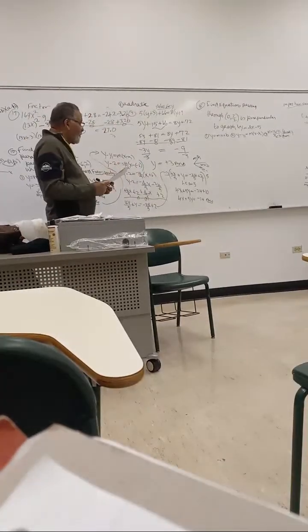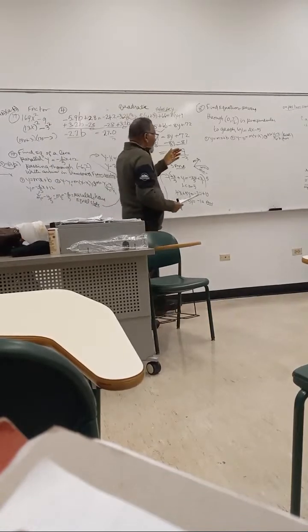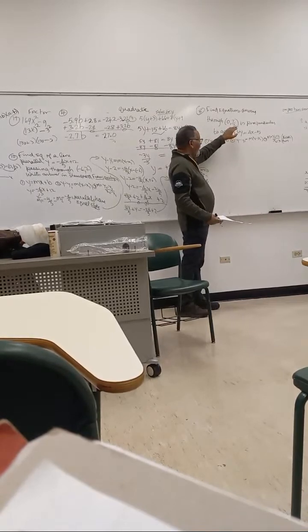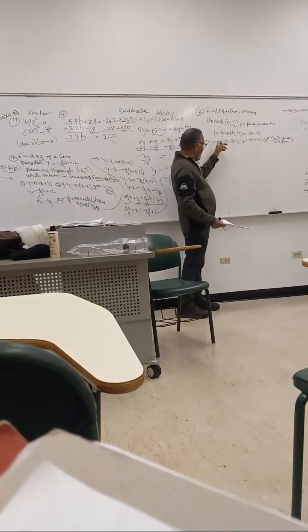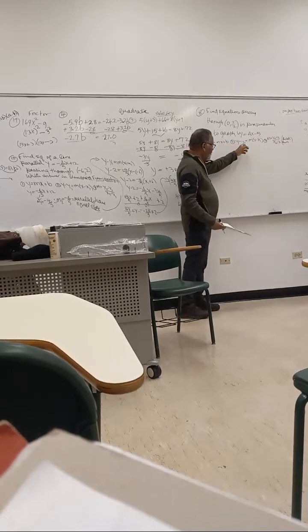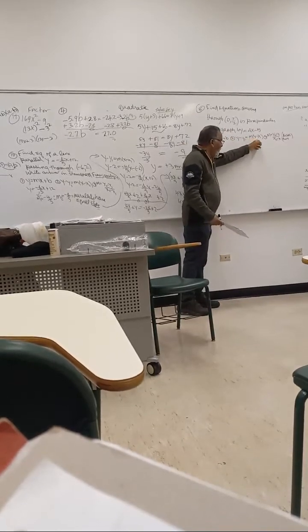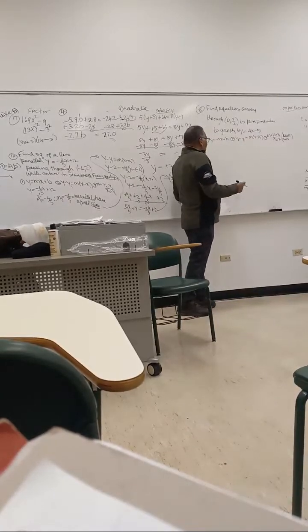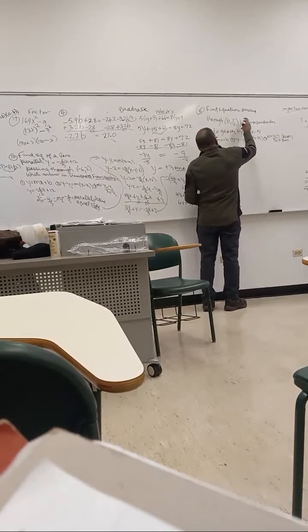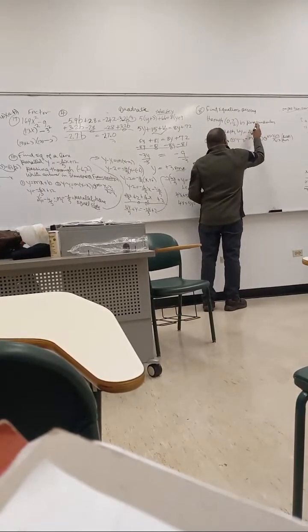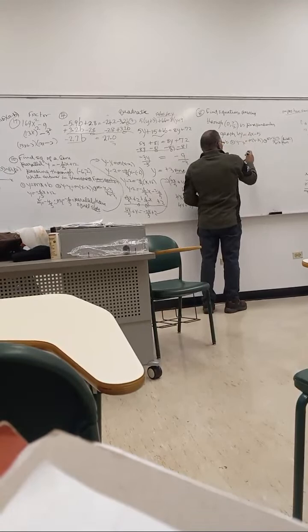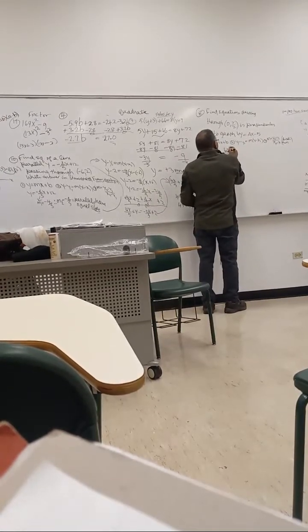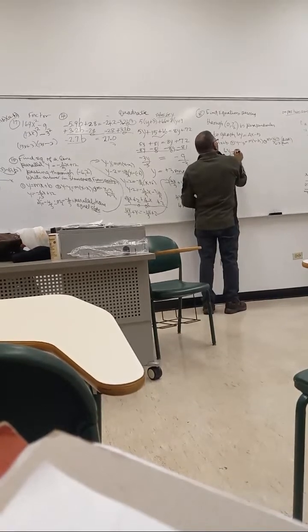Okay, so here's the problem. I want to find a line going through this point. But I know to find the equation of a line, I must have a slope and a point, x1, y1. So I already have the point. But whatever line goes through that point is going to be perpendicular to this. So from here, I know 6y.